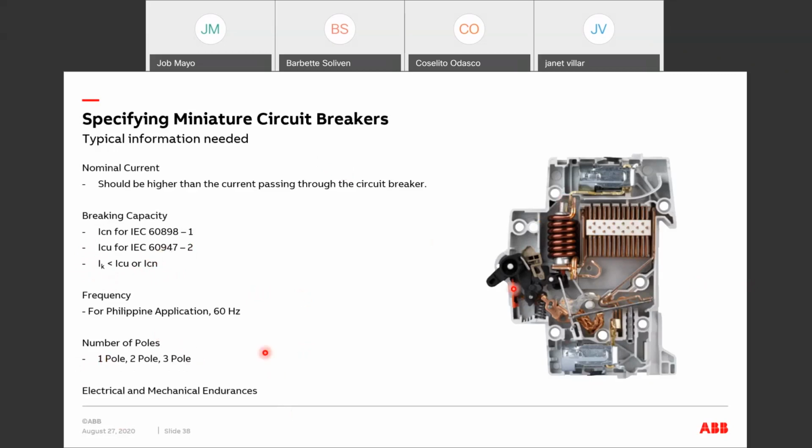And of course, it's also good to check the electrical and mechanical endurances. So electrical and mechanical endurances, usually it's based on the number of opening and closing operations of the miniature circuit breakers. So some may be less, or some has a higher mechanical and electrical endurance than other brands. So it's something that you can check and validate to compare circuit breakers or miniature circuit breakers against each other. So you'd see why this circuit breaker is more expensive than this one, or why this is much better than this one. So it's something that's worth looking at.